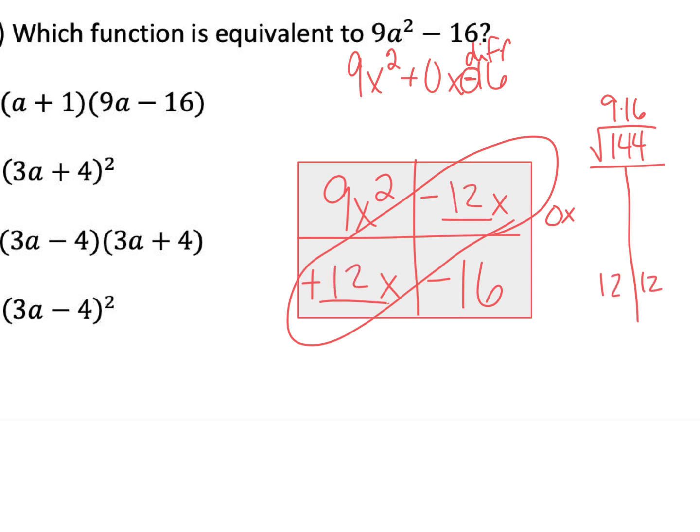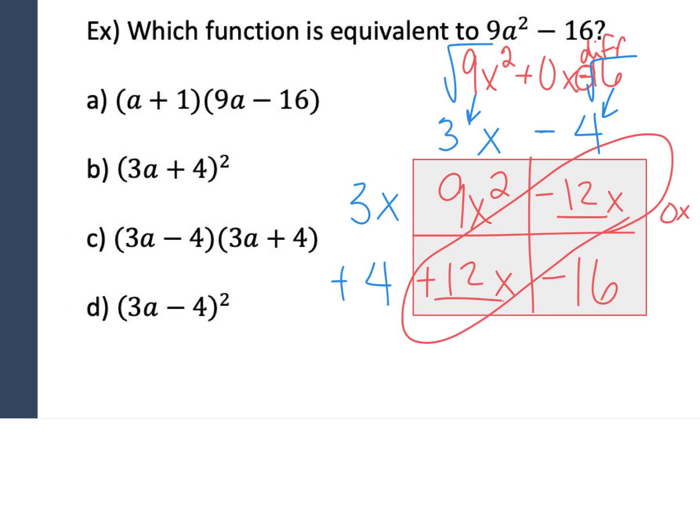And now you can take out your GCF. What's a GCF in this first row? What's a GCF with 9 and 12? 3. So 3 times 3 is 9. Ooh, that's a perfect square too, isn't it? And then we're left with, what kind of 4 right here? Negative. What kind of 4 down here? Positive. Did you notice that 16 is a perfect square also? The square root of 9 is 3. The square root of 16 is 4. So our answer is going to be C.